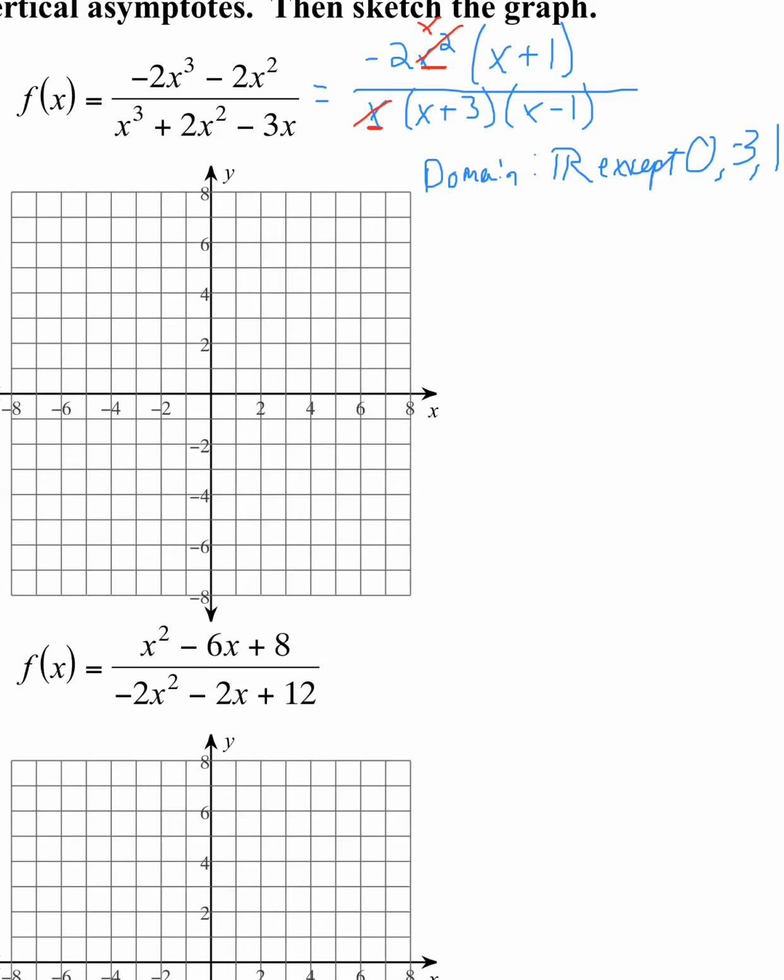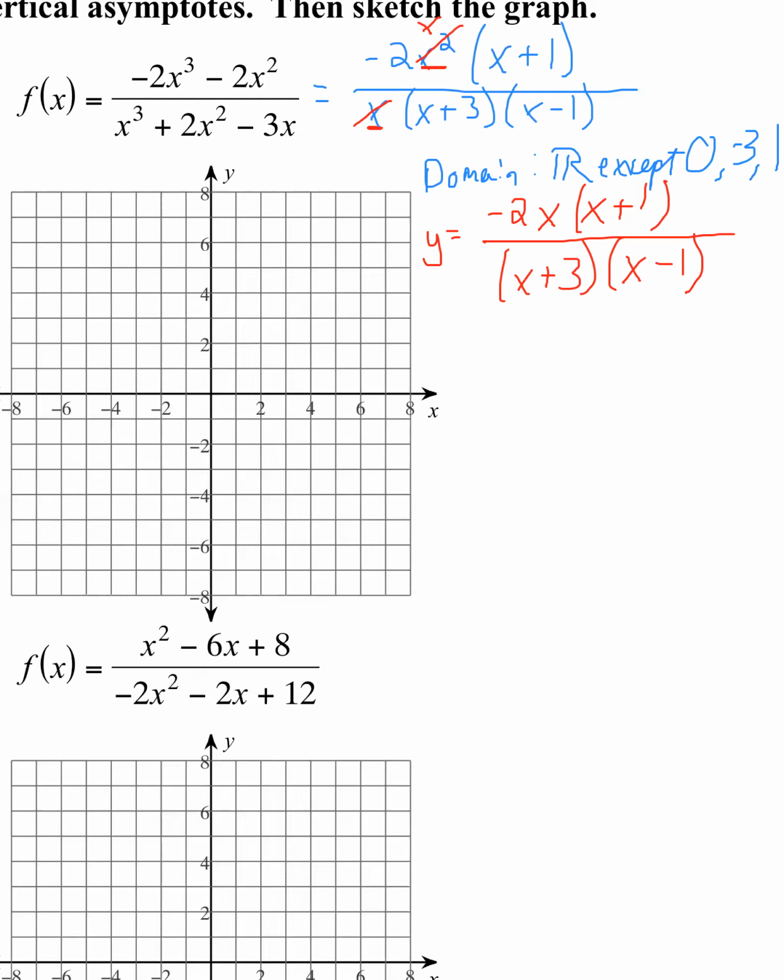And in fact, what I recommend doing right now is I'm going to write what my factored function looks like after everything's canceled out, kind of clean it up a little bit. So it'd be -2x times x plus 1. And then in the denominator, I have x plus 3, x minus 1. Okay, so that's just going to help me later because I'm going to have to plug in some values, and it's just nice to have a clean version to look at. Okay, so I've got my domain.